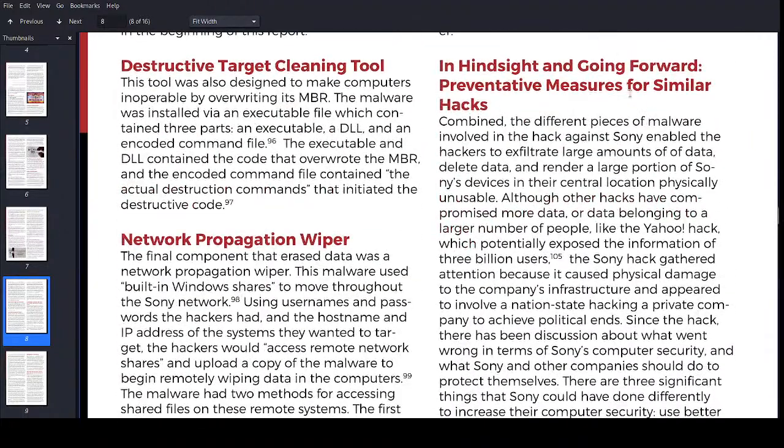Alright, so let's go in hindsight and going forward, preventative measures for similar hacks. Ooh, this is going to be interesting.